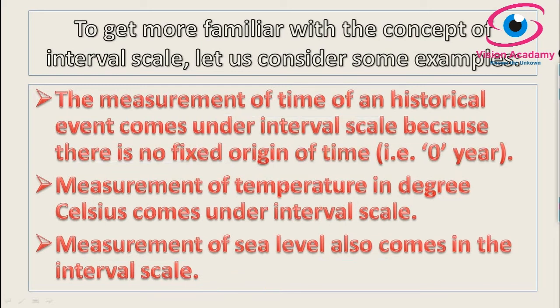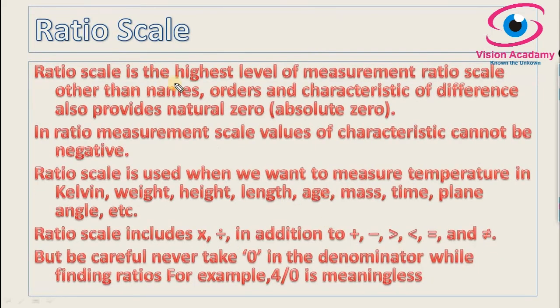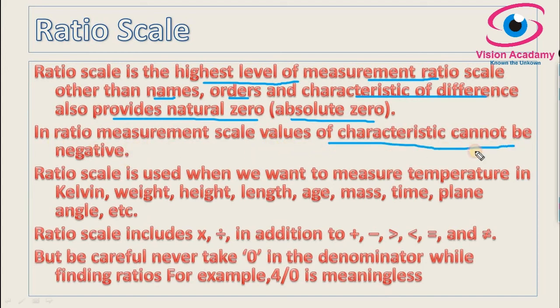And last but not the least, let us know the last scale, that is the ratio scale. And ratio scale is the highest level of measurement. In the ratio scale, you can consider names, orders, and characteristics of difference. Along with that, it provides a natural zero, absolute zero, which was absent in the case of interval scale. But you must be very careful. In ratio measurement scale, value of characteristics can't be negative. I have listed here very important variables which come under ratio scale.